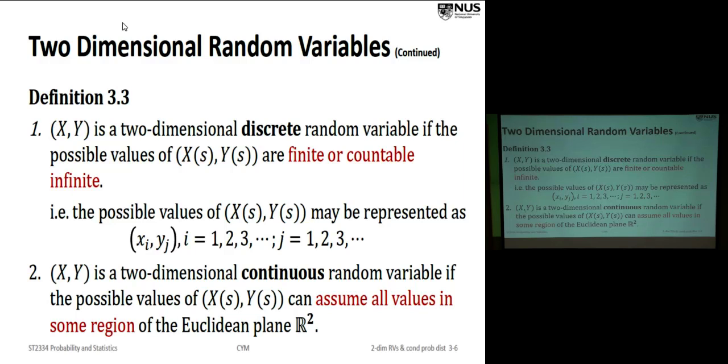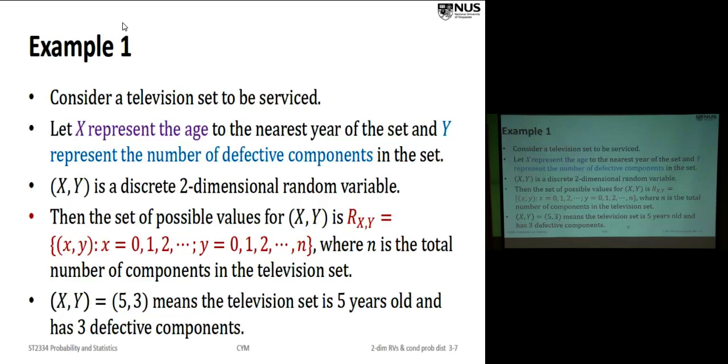The other scenario that we consider is where both X and Y are continuous. That is to say that the two-dimensional random variables X and Y are continuous if X and Y can assume all values in some region of the Euclidean plane R2. If you don't like that, basically this one can lie in an interval, that one can lie in an interval, and there are infinitely many values of both of them. If you don't like the phrase Euclidean plane R2, R2 is nothing more than the graph that you've been drawing since you started doing science. It's an XY curve. That's it. Okay, let's have a look at two examples.